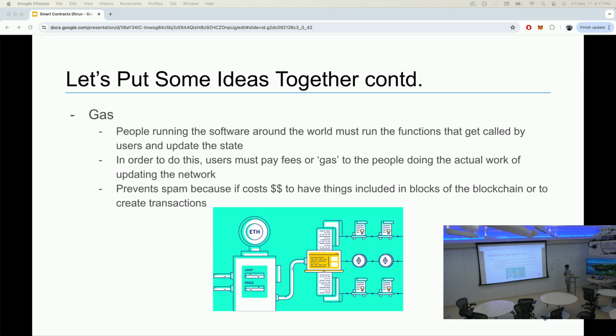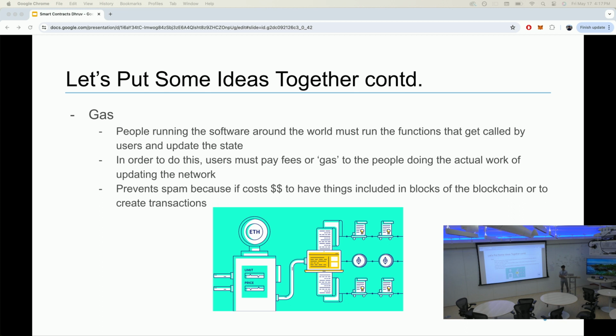And then another thing that's part of the system that you'd need is gas. The word gas is an analogy, but in this system, all it means is that there are going to be people around the world running the software and updating the actual state of the network when someone wants to run a function. So in order to do that, users who want to run functions or run these smart contracts have to pay fees, or actually pay for the gas, for doing the work, to incentivize someone to do the actual work of updating the network.